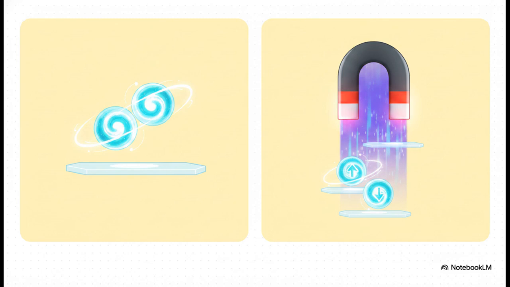Think about it like this. Without a magnetic field, the electron energies are totally identical. They're degenerate, but applying that external magnetic field splits them into 2 distinct spin energy levels, spin up and spin down. And honestly, this gives us the critical energy difference we absolutely need to study them.